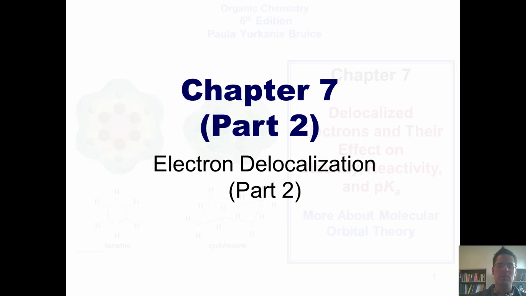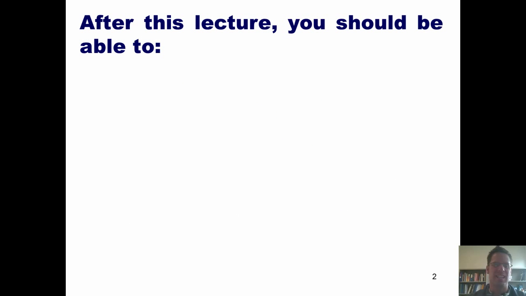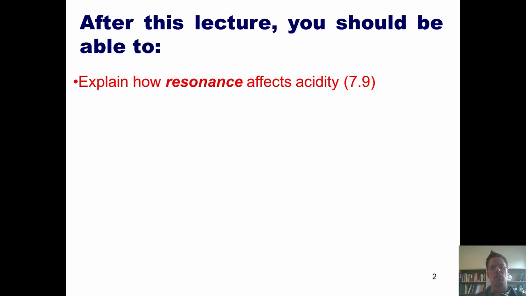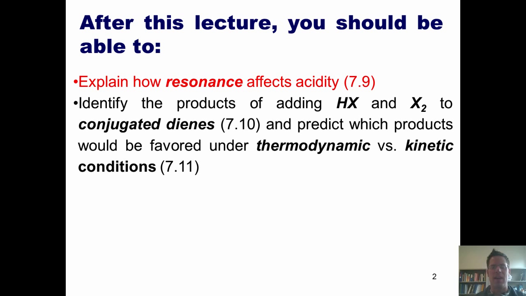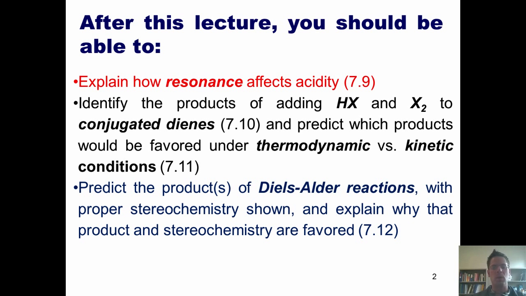Okay, students, welcome to the second and concluding part of Chapter 7's coverage of electron delocalization. After this lecture, you should be able to explain how resonance affects acidity, identify the products of adding HX and X2 to conjugated dienes, and predict which products would be favored under thermodynamic versus kinetic conditions. Predict the products of Diels-Alder reactions with proper stereochemistry shown, and explain why that product and stereochemistry are favored. And please note that we will skip section 7.8.